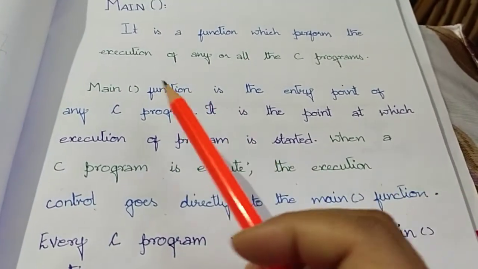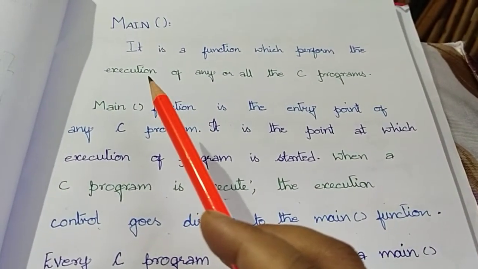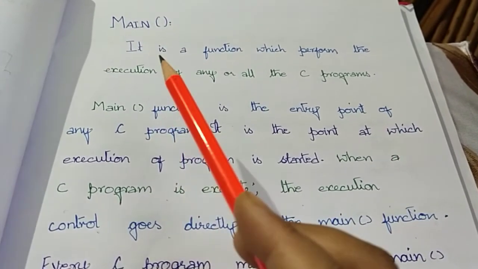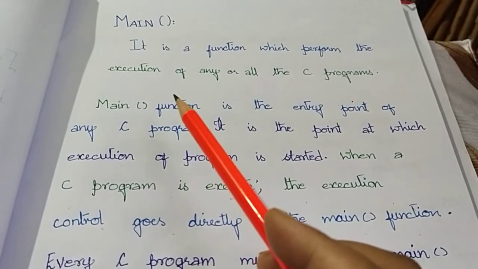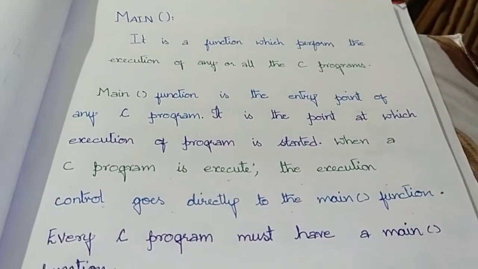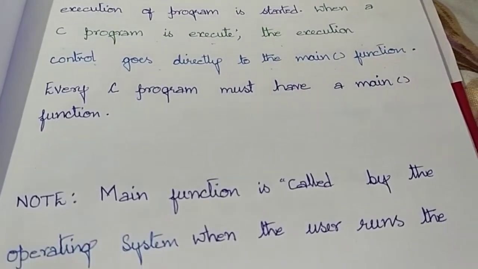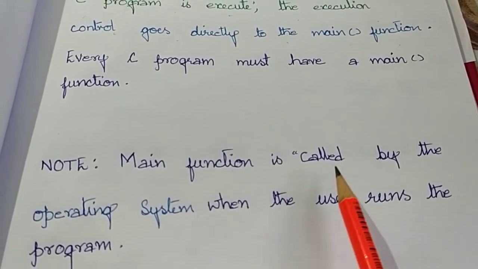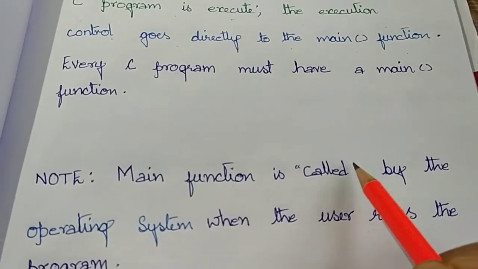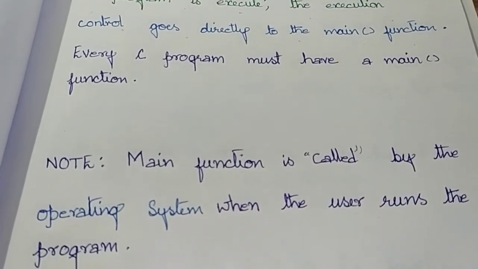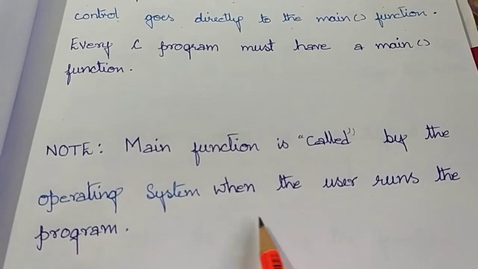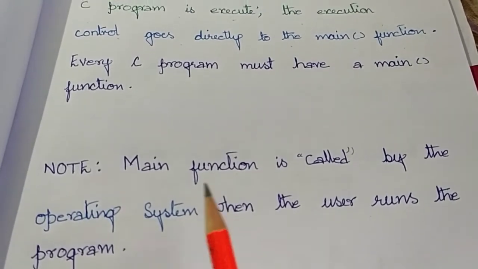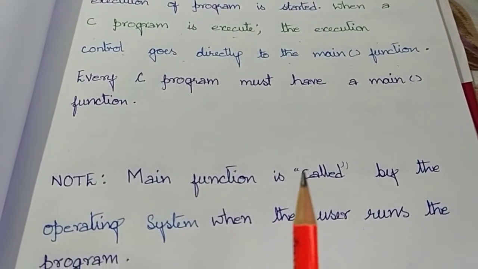Now we understand that main is a function which performs what task? Execution task. So why is main known as the execution function? Because whenever you run a program, this main function is called by the operating system whenever you run the C program. Therefore, main is known as the execution function.